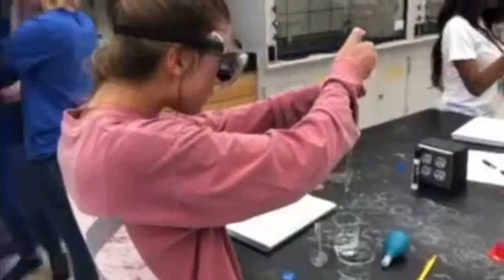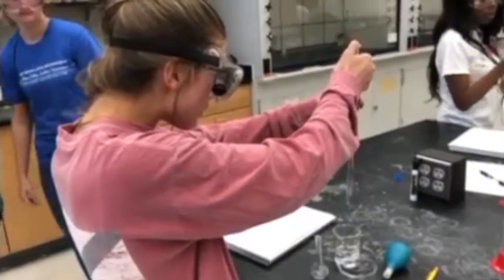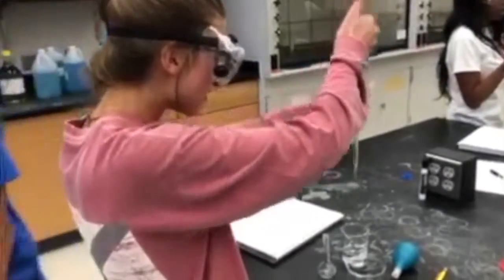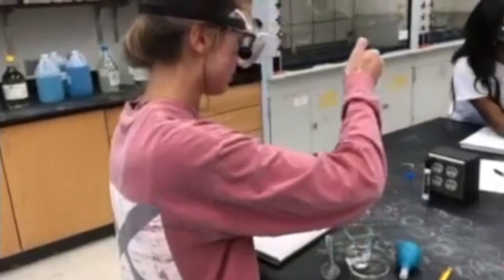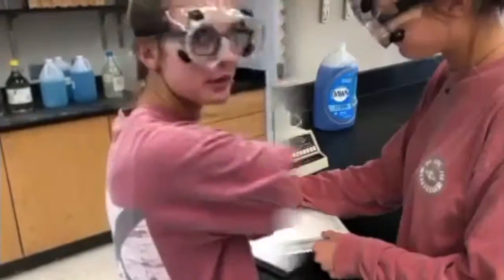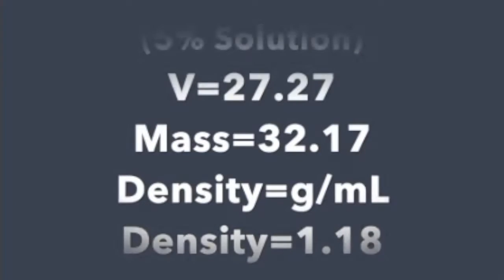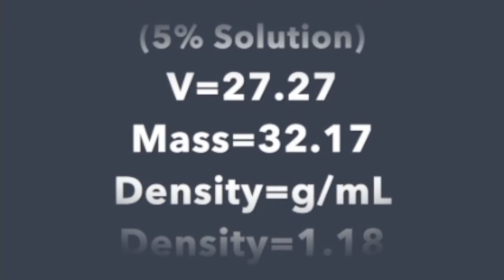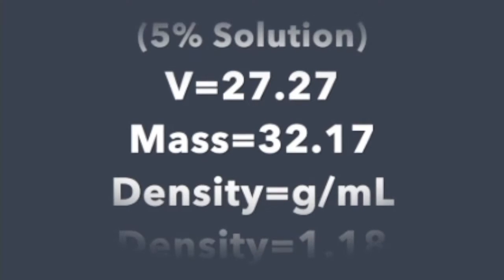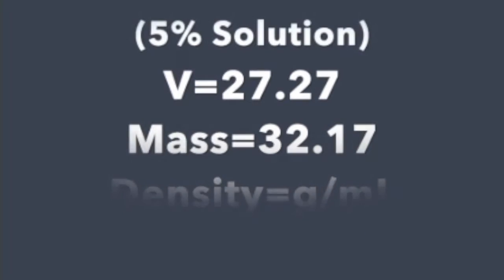For the 5% solution, we are doing the same thing and diluting it, adding 9.09 more milliliters of water. Since we know the volume is 27.27, all we need now is the mass, and we get that the same way we've been getting it before. Then the calculation of the density is 1.18.